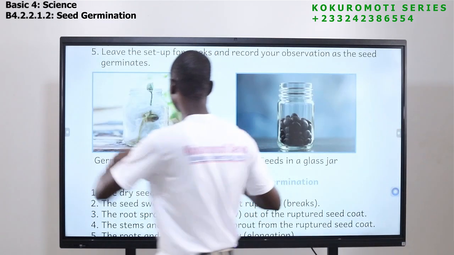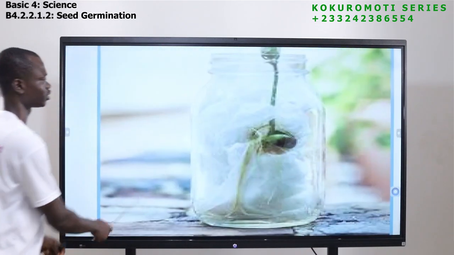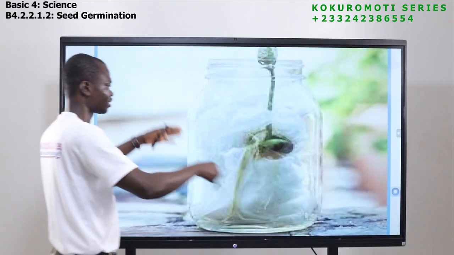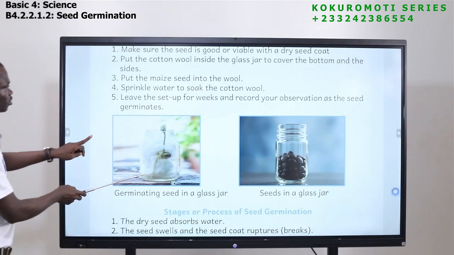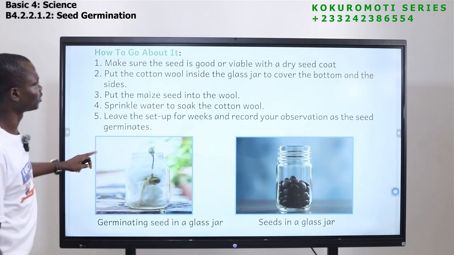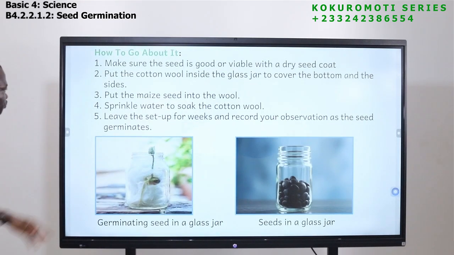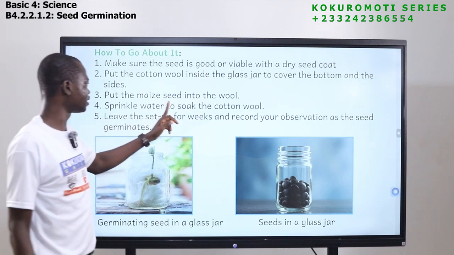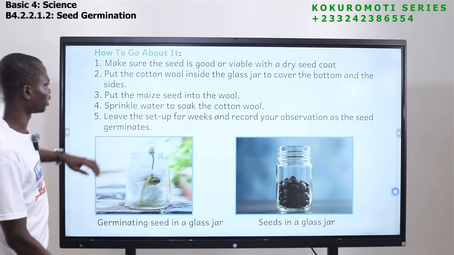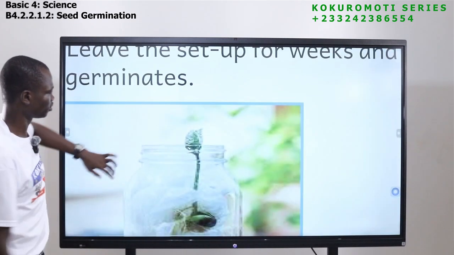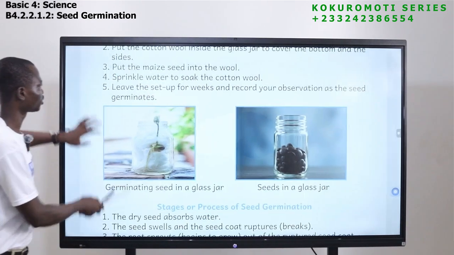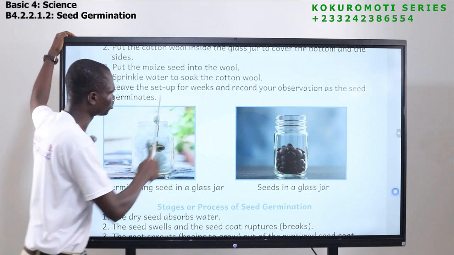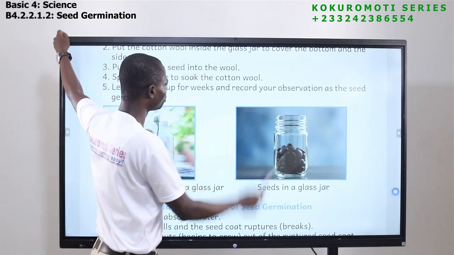So here is the glass jar. You put cotton in it. Make sure it covers the bottom and the sides of the glass jar. Okay, so now we have our cotton in it. Number 3, put the maize seed into the cotton wool. So here we have our maize seed here. Now let's move on. The next one, sprinkle water to soak the cotton wool.